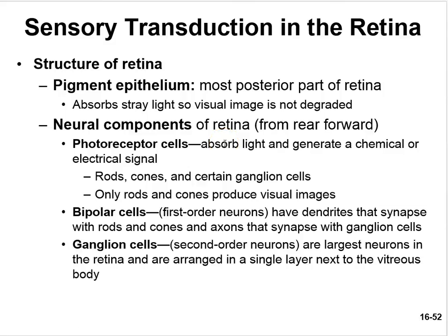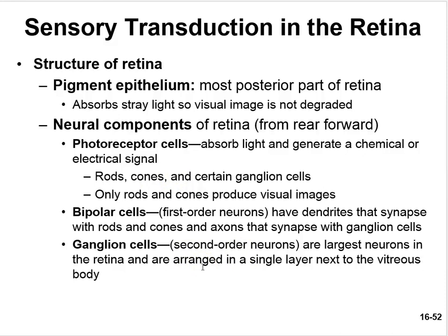At the very back, the most posterior part is the pigment epithelium, with pigment back there to absorb stray light so that visual images are not degraded. Then there's different neural components. From the rear forward, there's photoreceptor cells, which is kind of interesting to have the actual cells that receive the light way in the back, and then those are the ones that generate a chemical or electrical signal or an action potential. These consist of a few different types called rods and cones usually.